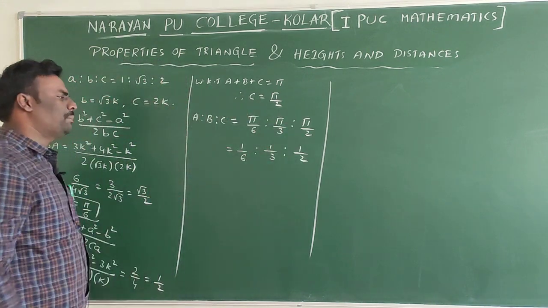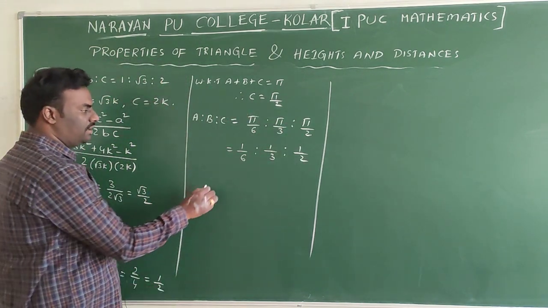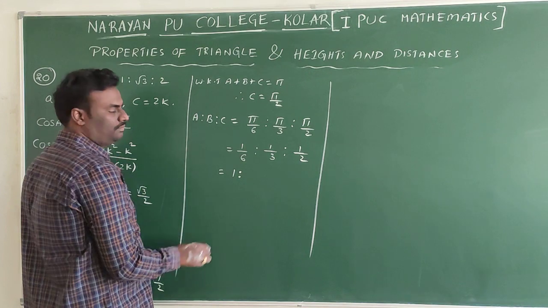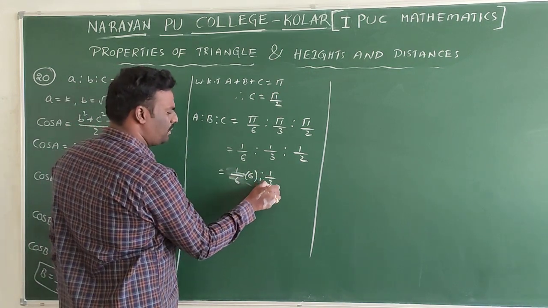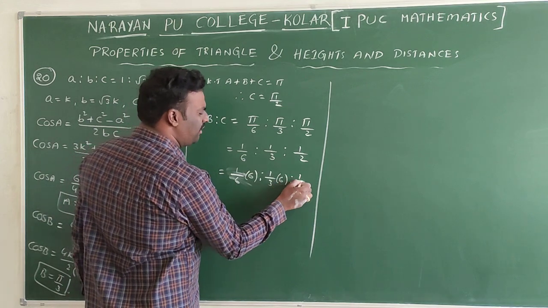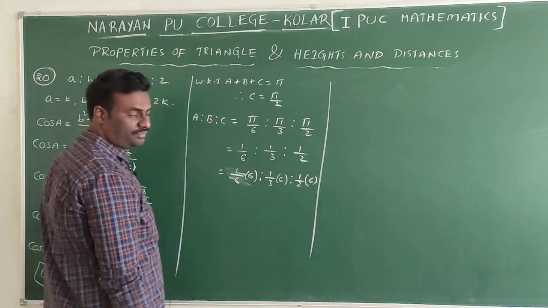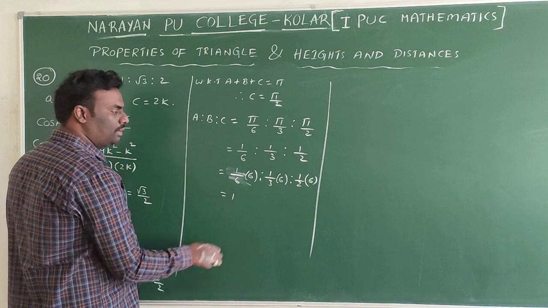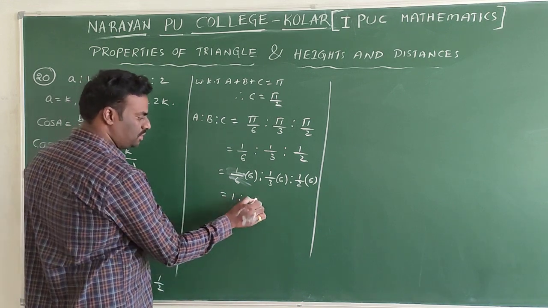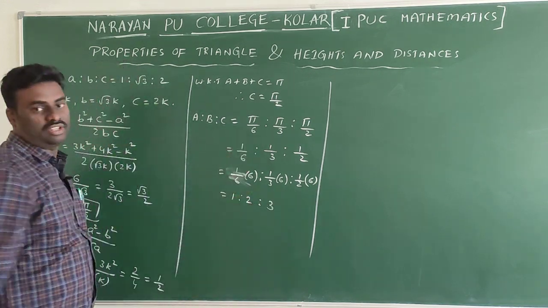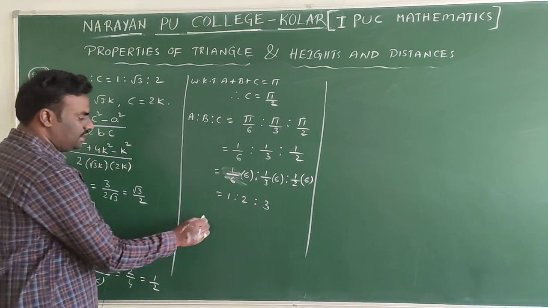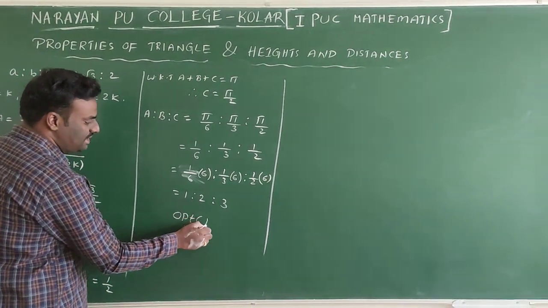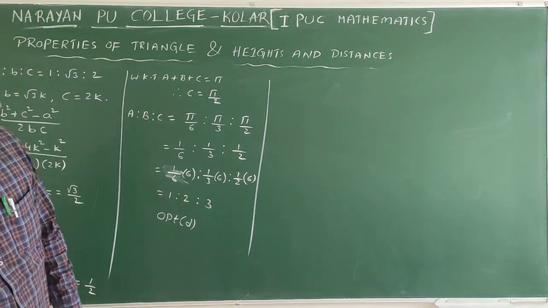Multiply the entire ratio by 6. Now 1 by 6 into 6, 1 by 3 into 6, to convert a fraction into a number, that's why. Now 6 by 6 is 1, 6 by 3 is 2, 6 by 2 is 3. So therefore, the angles are in the ratio 1 is to 2 is to 3. That is nothing but option D is the correct answer.